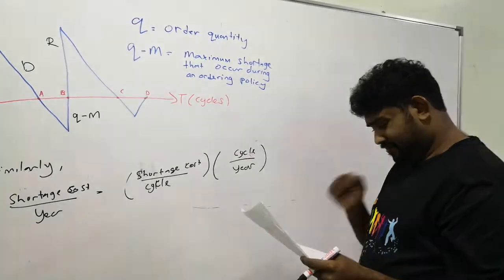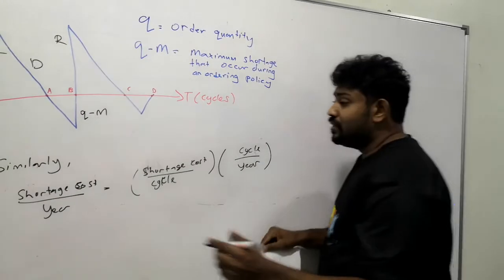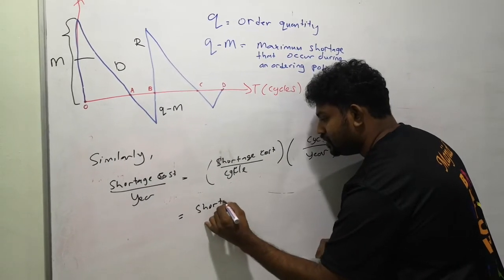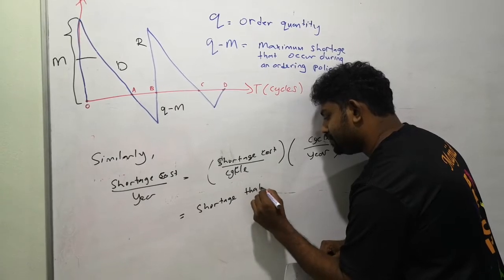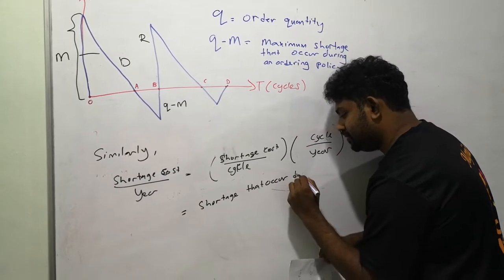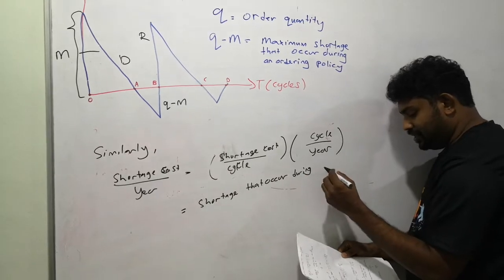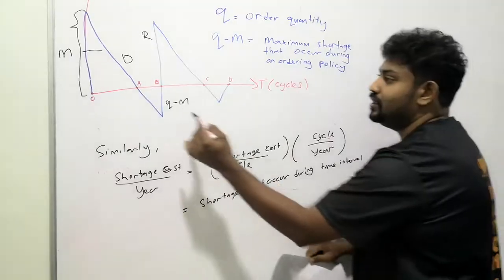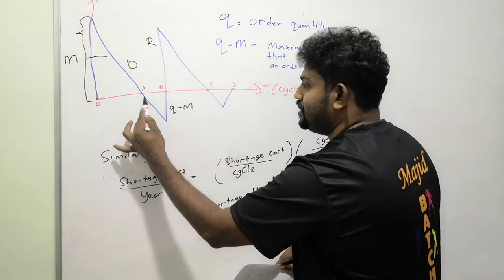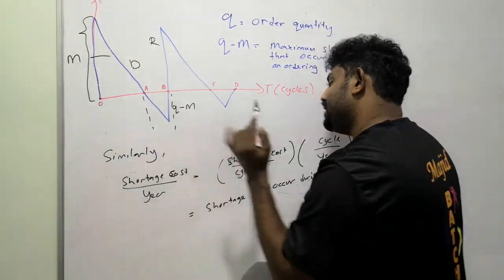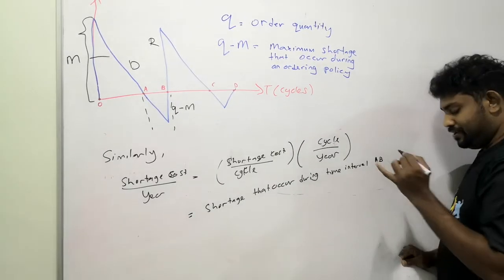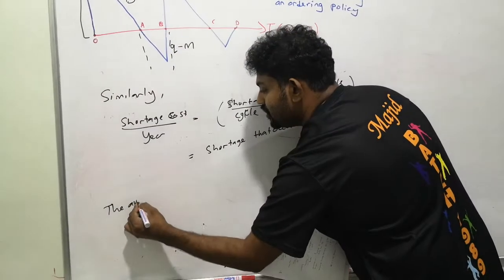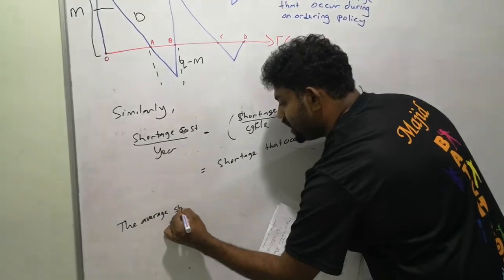So if you look here, shortage cost also means the shortage that occurs during a time interval. Which time interval? If you look at the first cycle, it is the time interval of A and B. So it means that we can also calculate the average shortage level.